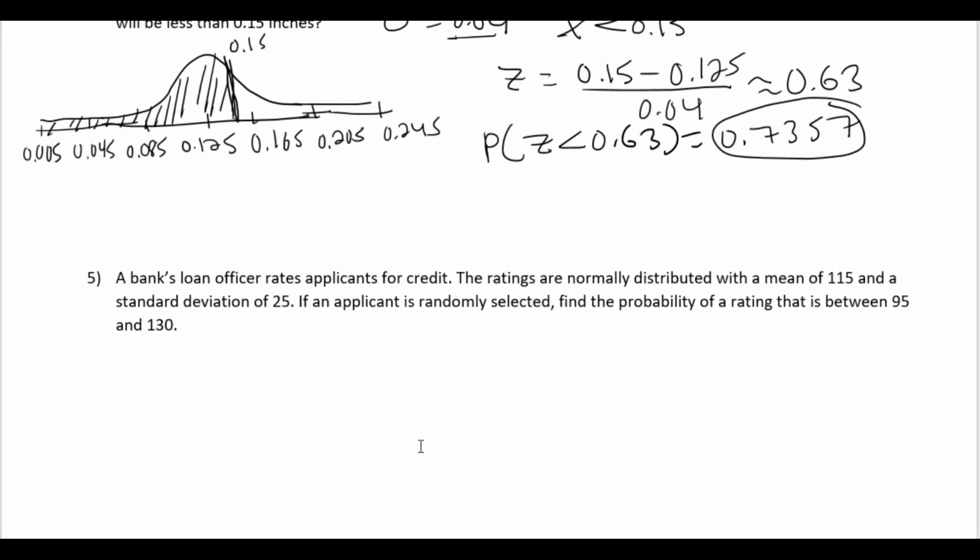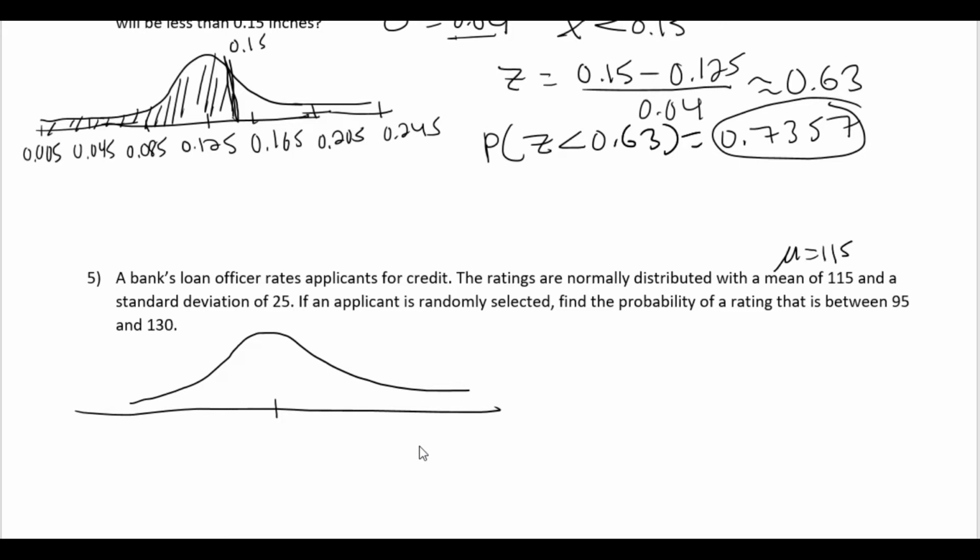All right, so number 5. A bank's loan officer rates applicants for credit. The ratings are normally distributed with a mean of 115 and a standard deviation of 25. If an applicant is randomly selected, find the probability of a rating that is between 95 and 130. So we're going to draw the bell curve. So in the middle, we have the mean is 115. We have a standard deviation of 25.